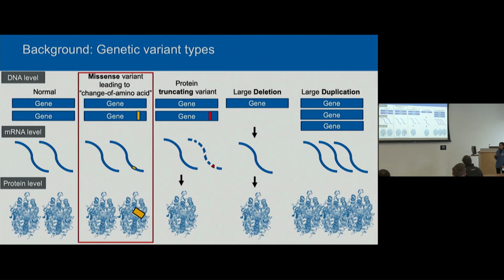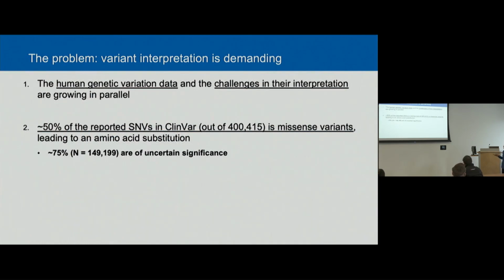However, what we cannot confidently tell is the consequence of this type of variation, because this changes 1 single amino acid, and it can be benign, it can be pathogenic, it can be somewhere in the middle, and we will learn more about it in the coming part. So this adds the second line in our problem statement: 50% of the reported single nucleotide variants in ClinVar, which is one of the largest clinical variation storing databases, are missense variants, 75% of which have no known significance, which means we don't know if they are benign or pathogenic, right?